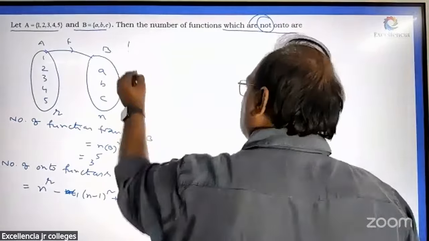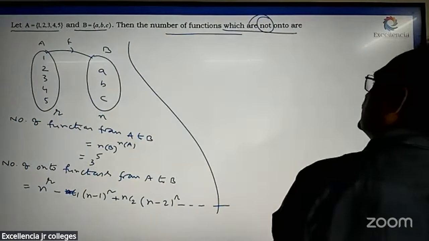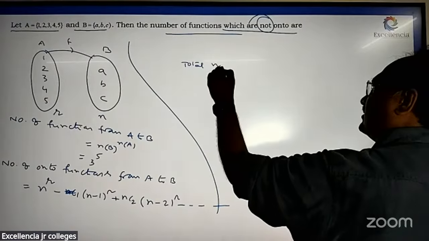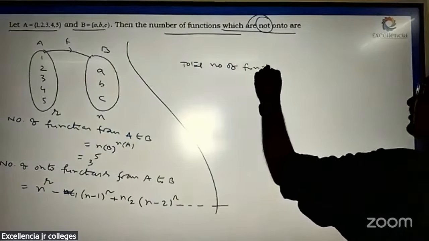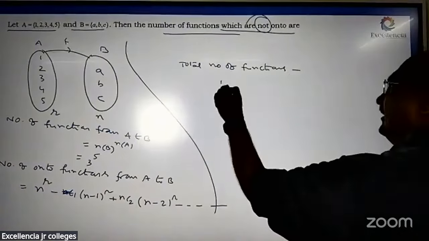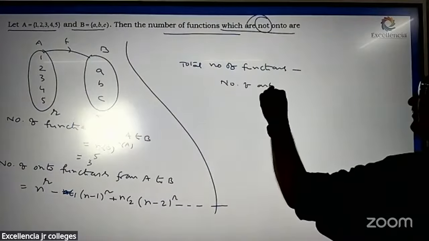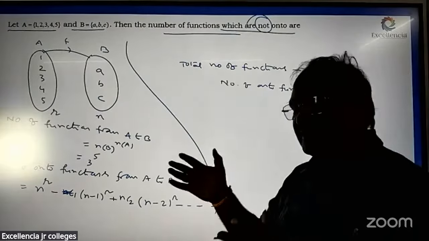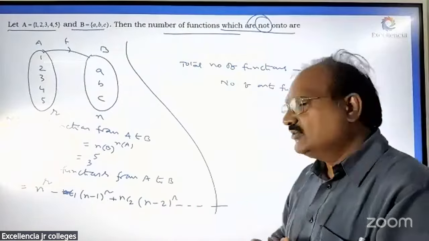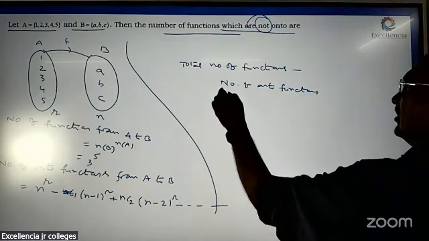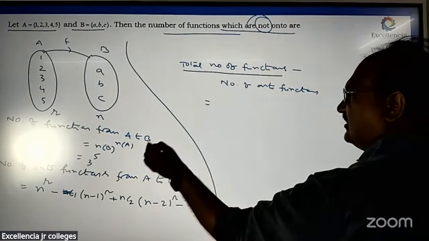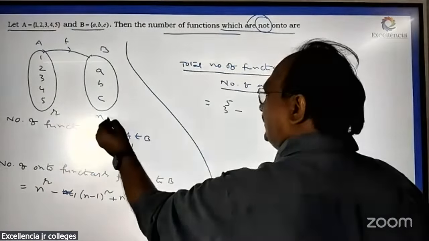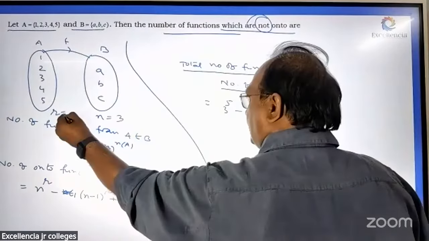So in this case, what he is asking is the number of functions which are not onto functions. So I can write total number of functions minus number of onto functions. When I subtract, I will get what? Total number of functions is nothing but 3^5 minus number of onto functions when the second set contains only 3 elements and this contains 5 elements.